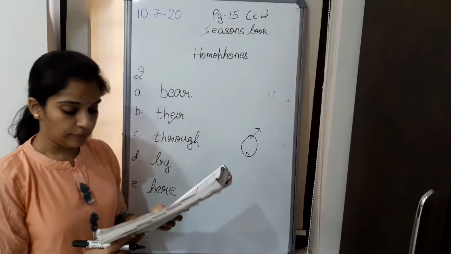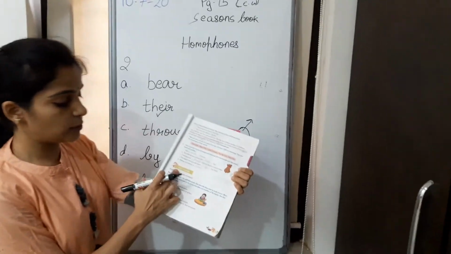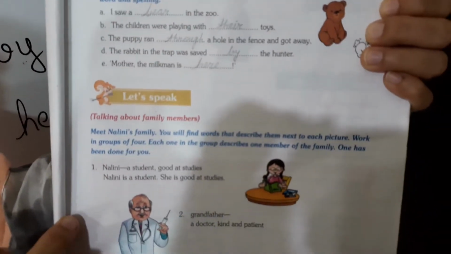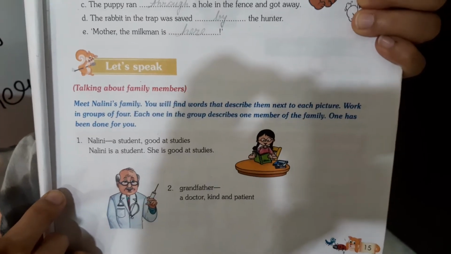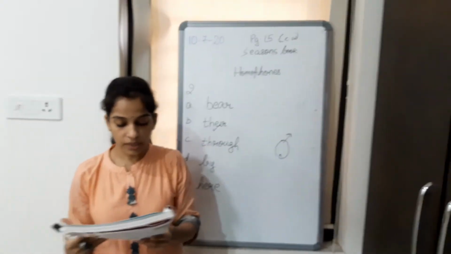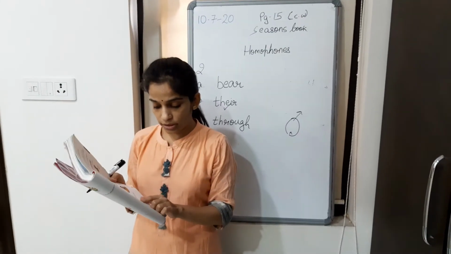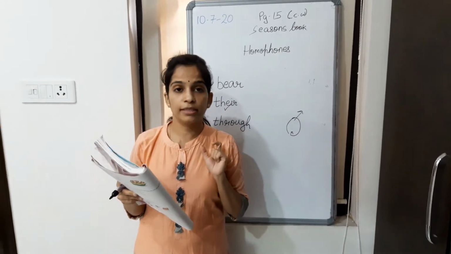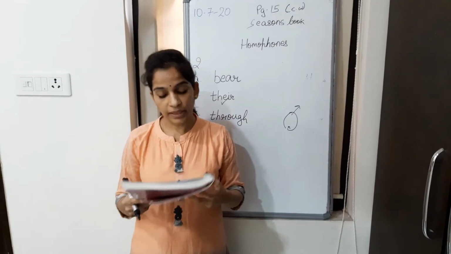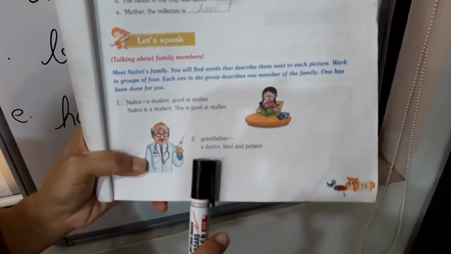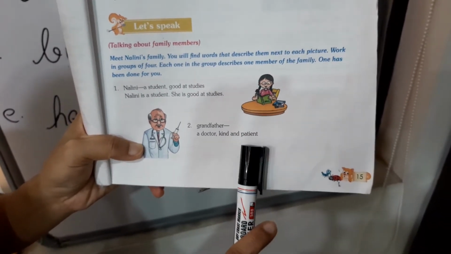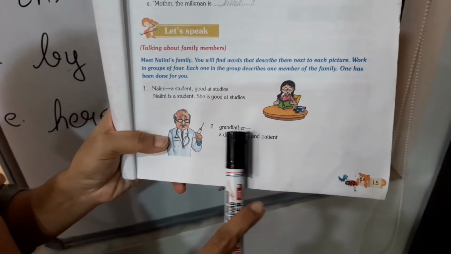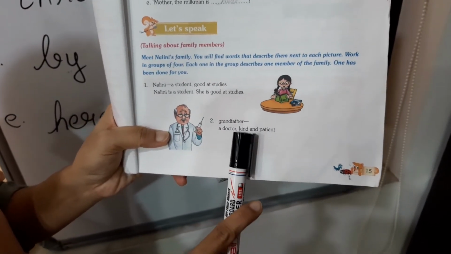Now students, see. Come to page number 15 again. This is Let's Speak. This activity you have to do with your mother or father or with anybody you can. How we are going to do, I'll explain to you. Look into the book. They are saying Nalini, who is a student, and again they are saying good at studies. So how will you frame a sentence? Nalini is a student. She is good at studies. The next option they are giving is, see, father, and they are saying a doctor, kind and patient. So how will I make a sentence? Grandfather is a doctor. He is kind and patient.